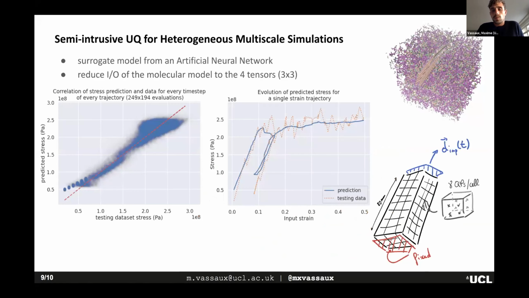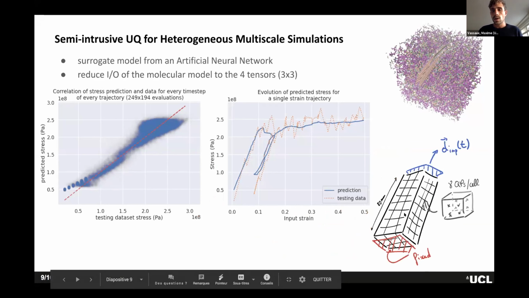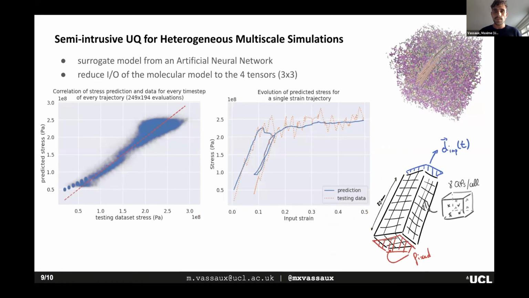We tested the surrogate on a simple test case, which is the one I've drawn on the bottom right here. Let's assume you're just cyclically pulling on the system. You have a behavior where, as you're increasing the strain, you have an increase in stress, then you unload the system, so you have a decrease in strain, and then you reload again. This is a bit wavy because we're only using 5 replicas for each quadrature point. So the average of the molecular dynamics simulations still fluctuates a little bit.